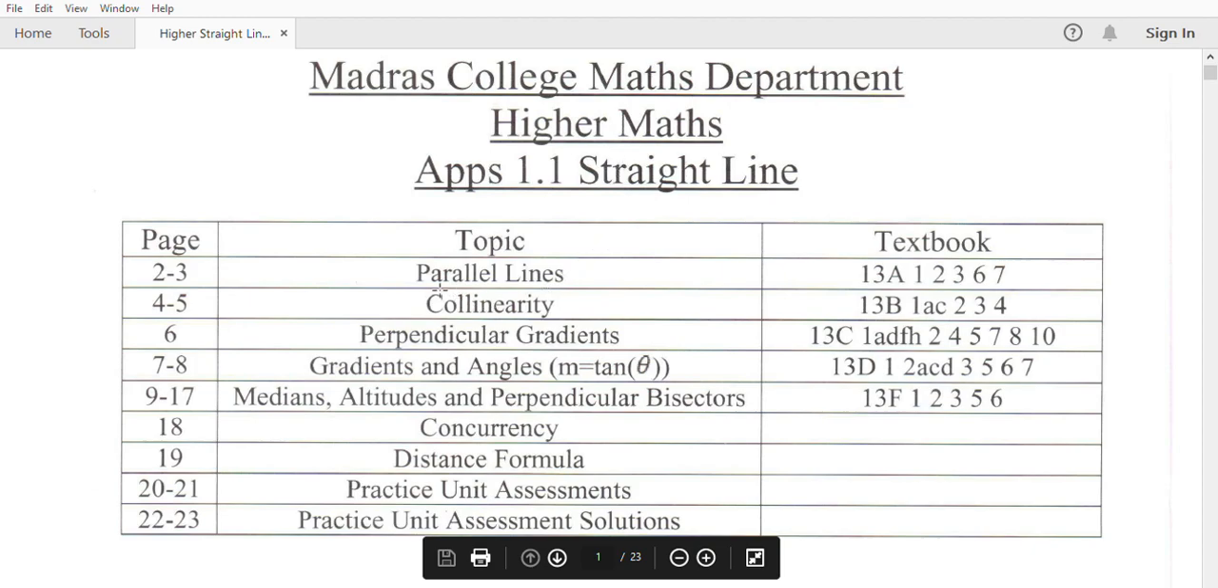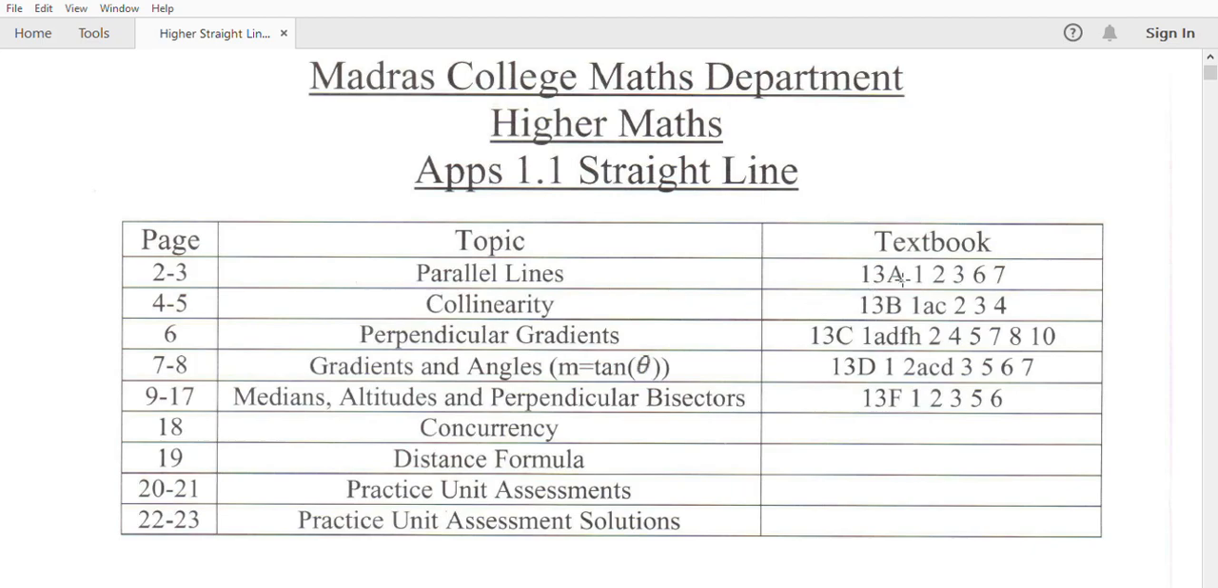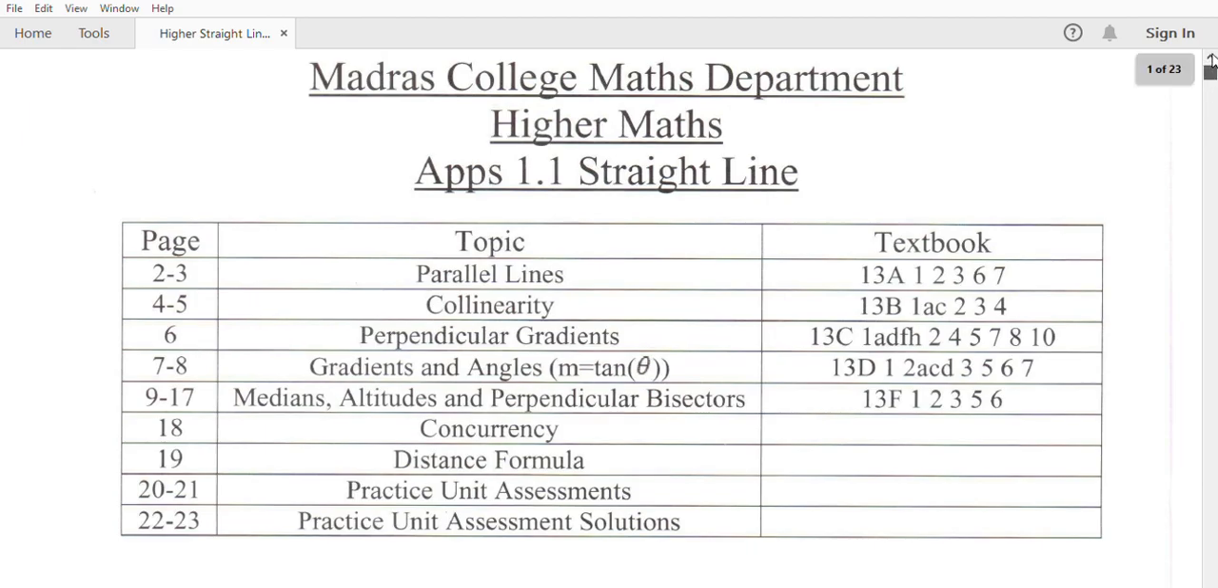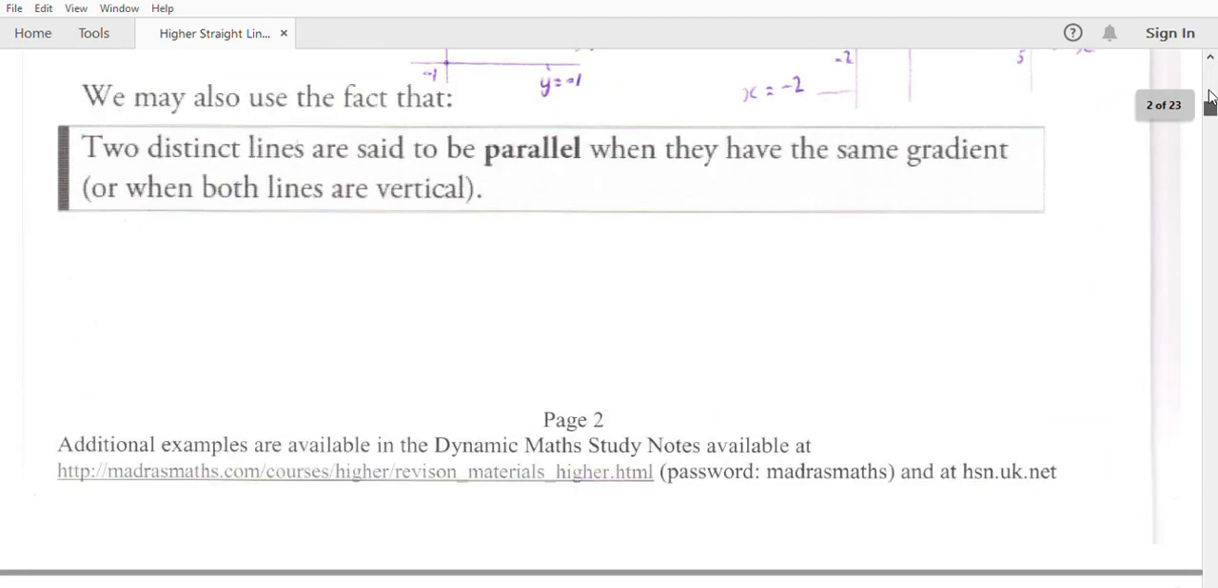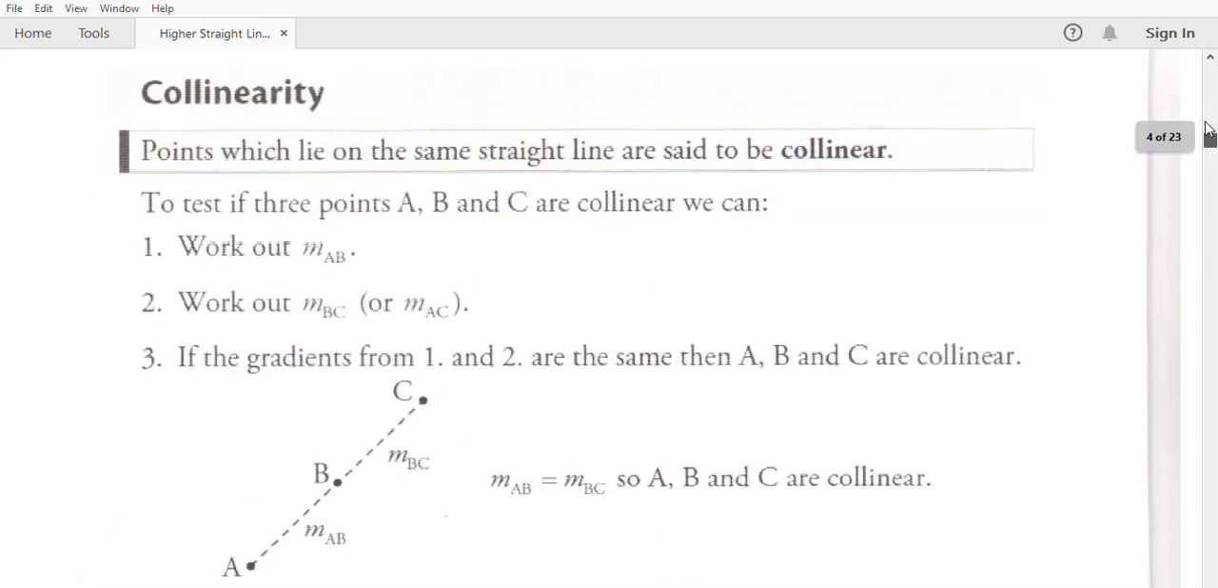Today we are going to look at collinearity. That's exercise 13b from our Lecky and Lecky textbooks. So collinearity, essentially all we're doing here, we are showing that 3 points lie in a straight line. So points which lie in a straight line are said to be collinear.